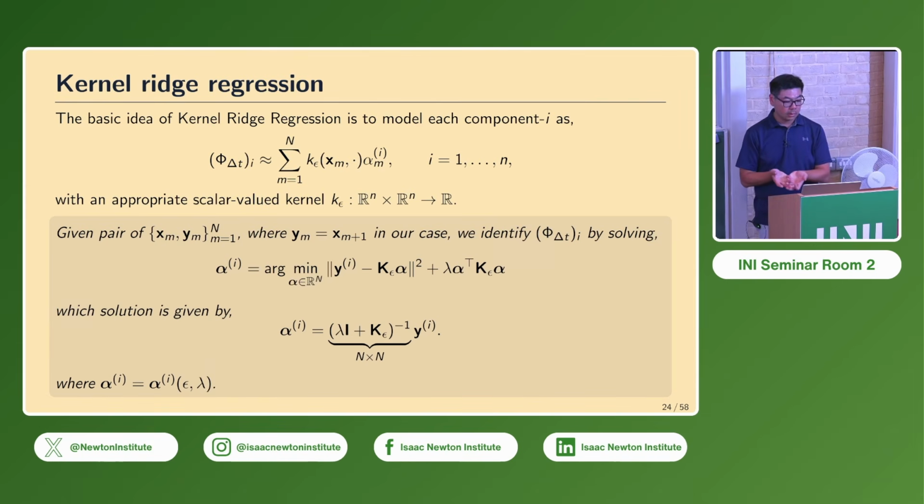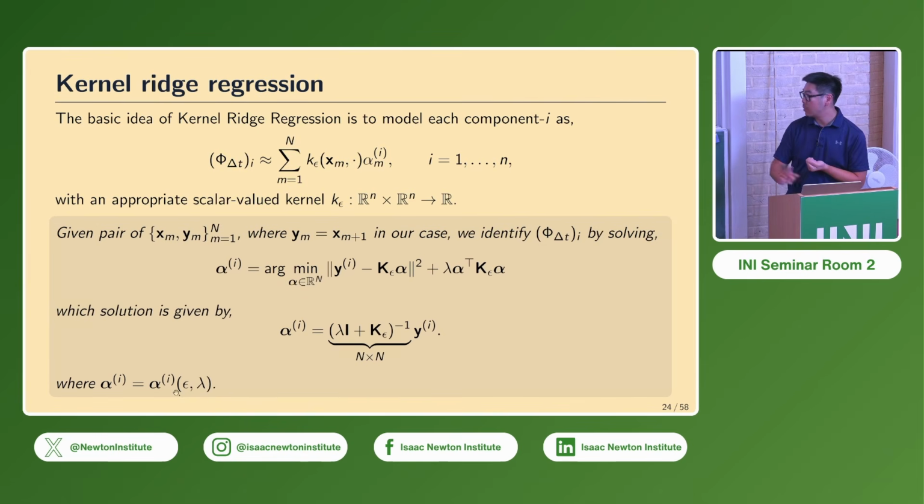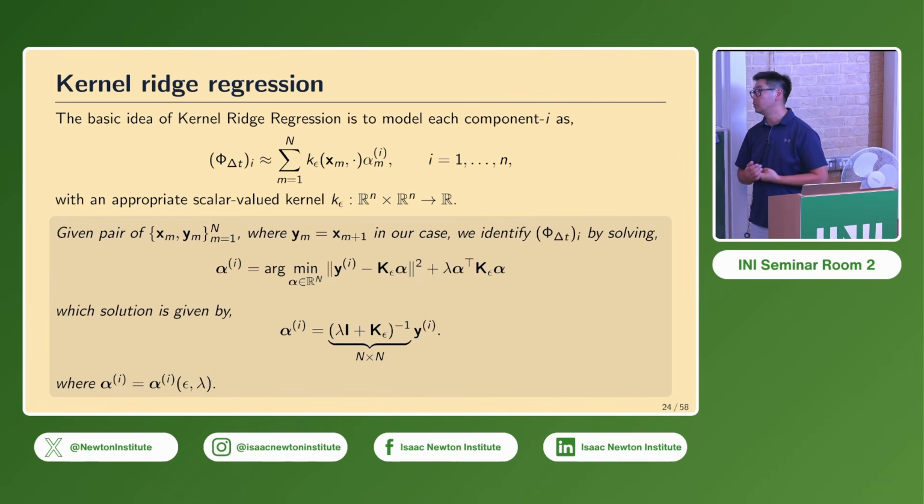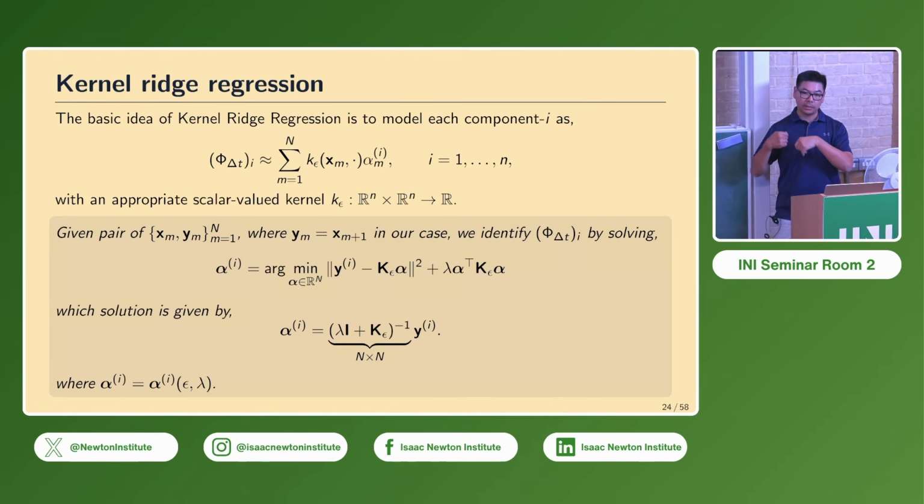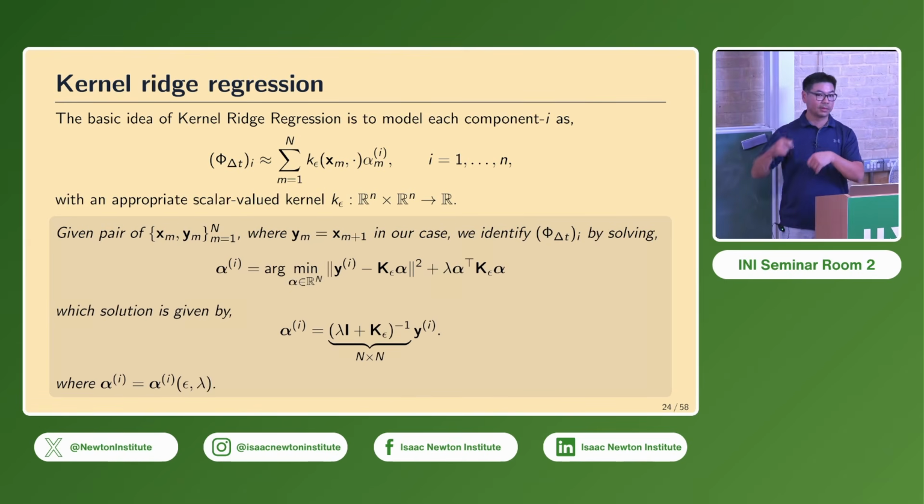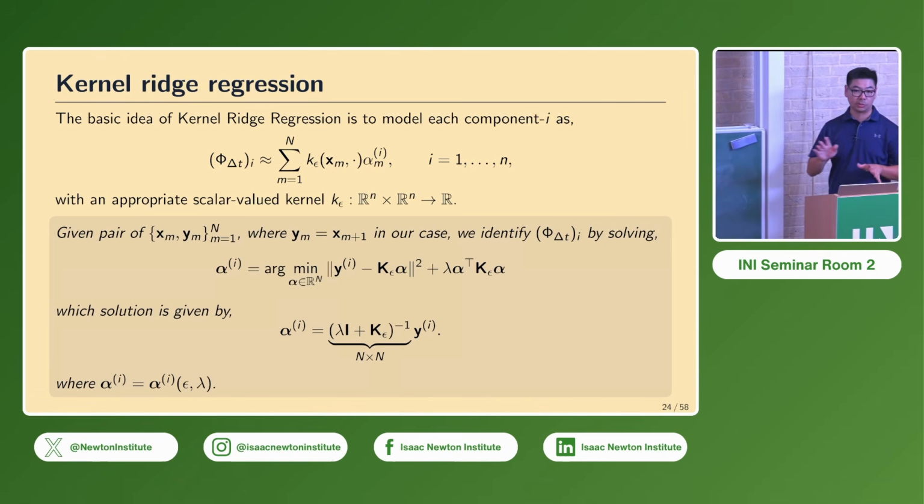Okay? So it's simple. I want to stress that every time you solve this, the solution depends on two parameters. Epsilon is the bandwidth of the kernel that you have to tune, and lambda is just the regularization parameter. So these two parameters are key to making this work. If you tune them badly, when you apply it to generalization or test data, you're screwed.